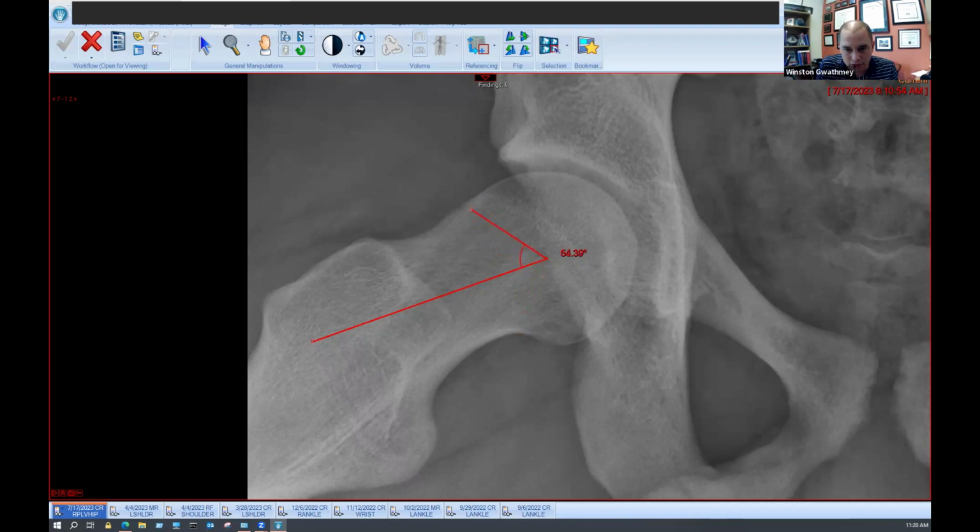So if you put that same angle here, you can see that's where you really want the depth of your femoral neck cut to be.